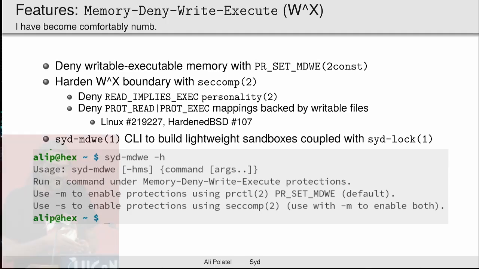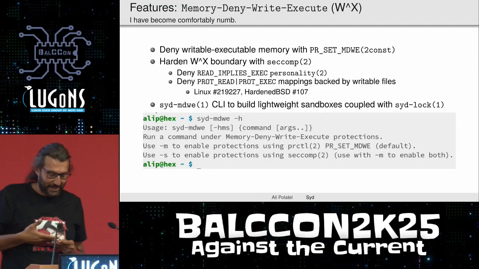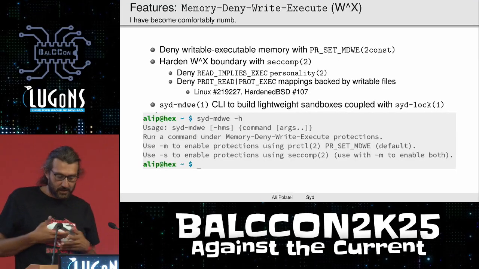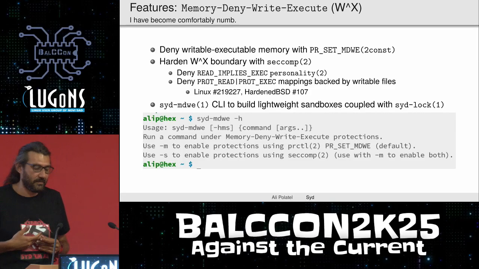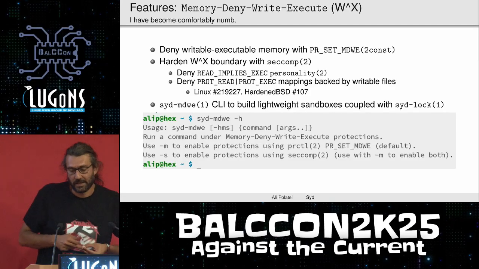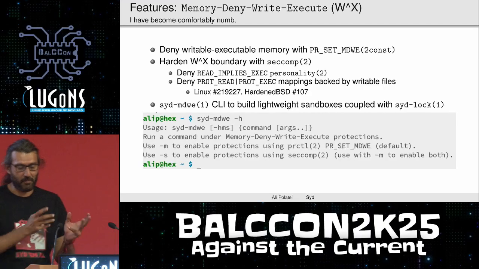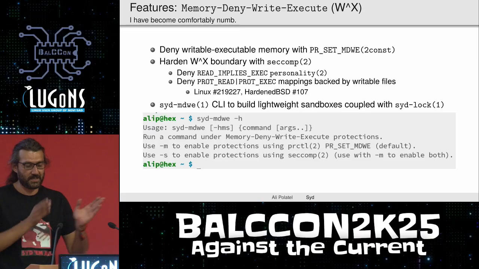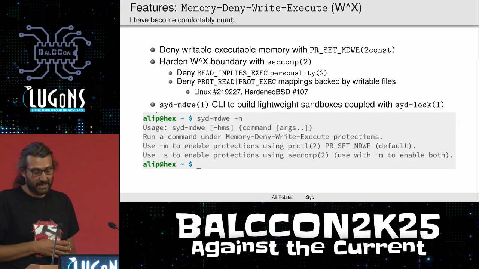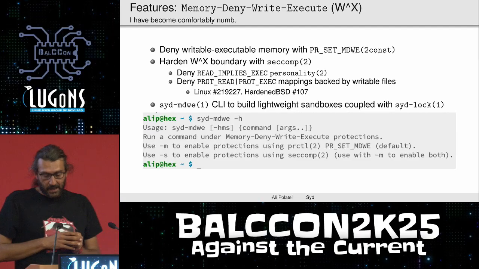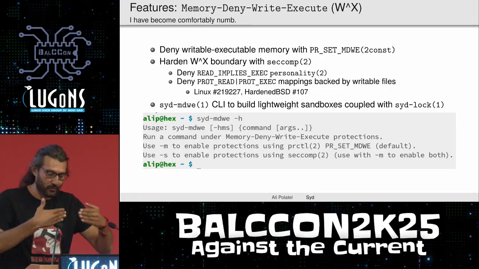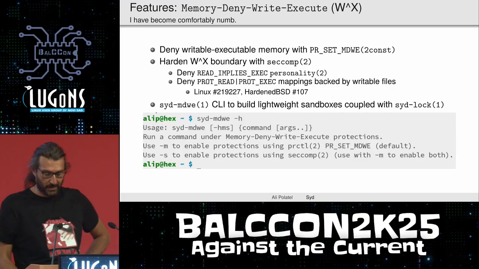You can see the Linux and HardenedBSD bug reports I opened about this bypass, and we close these bypasses with seccomp. And again, we give you a CLI, sydmdwe, to build lightweight sandboxes just using this feature. You can also combine it with syd-lock very easily, just combine them on the command line one after another when you are running a command. So you can have a two-layered lightweight sandbox as well this way.